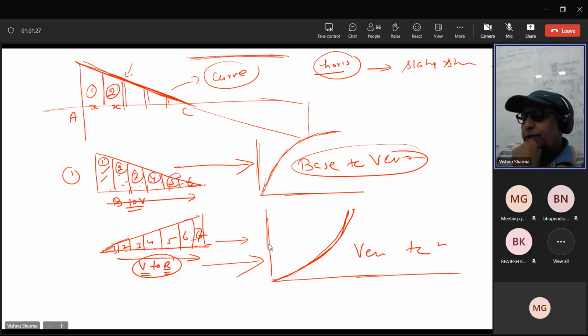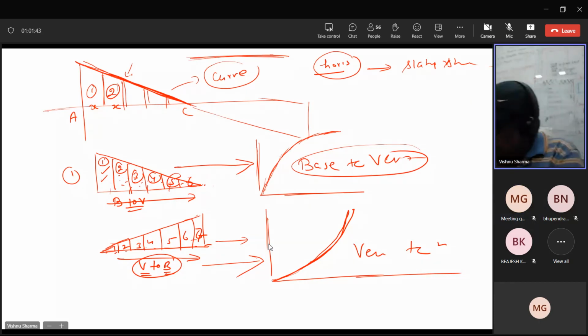Will you be able to remember these two graphs, beta? How the graph is to be shaped? Because then you'll be able to shape your graph easily with limited values. Will you be able to remember this? Yes, sir. Okay.